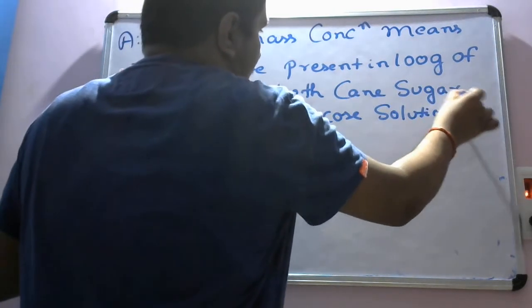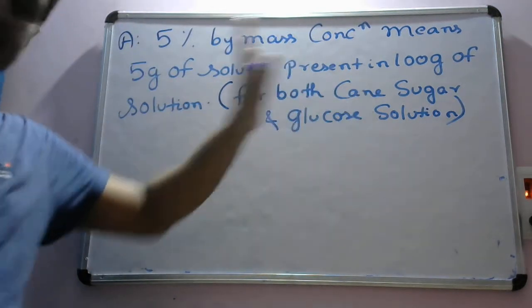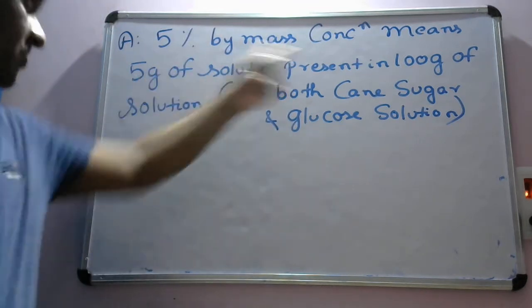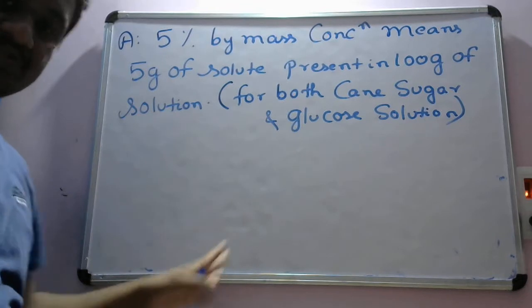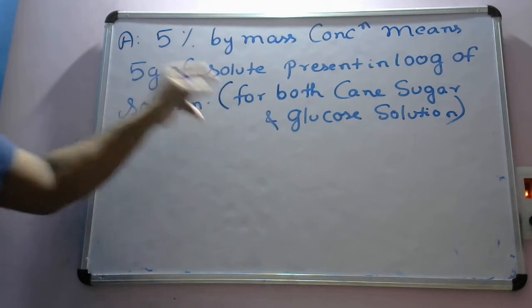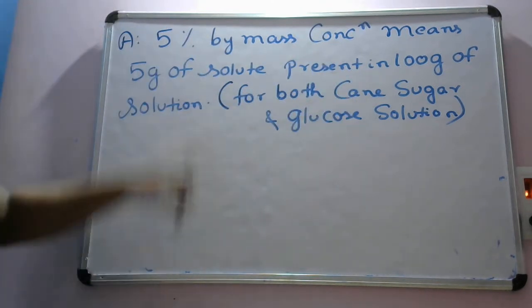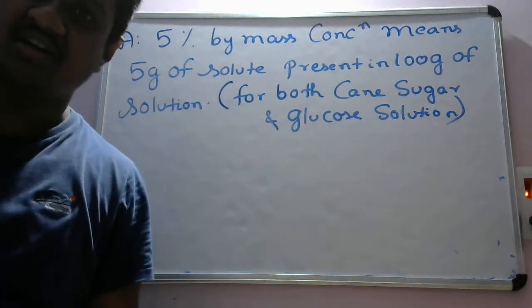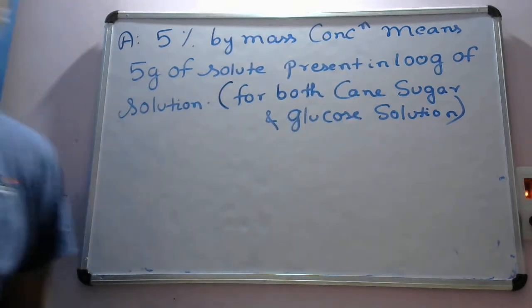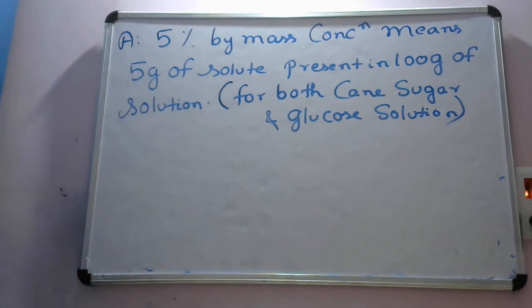Since the concentration for both the cane sugar and glucose solution is same, whatever conclusion we found out here, 5 grams of solute present in 100 grams of solution, that is same for cane sugar as well as glucose. Means 5 grams of cane sugar present in 100 grams of total solution. Similarly, 5 grams of glucose is present in 100 grams of total solution. So this data is applicable for both types of solution because both of them have same mass percentage.